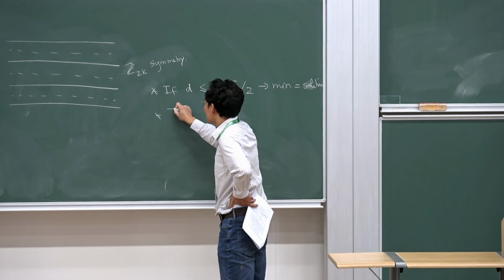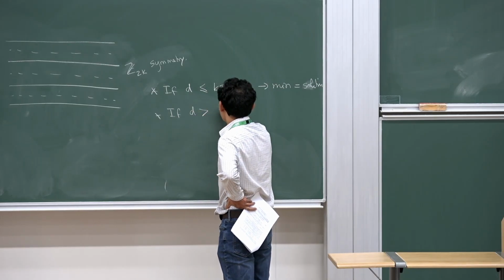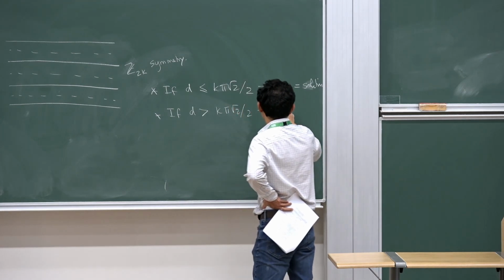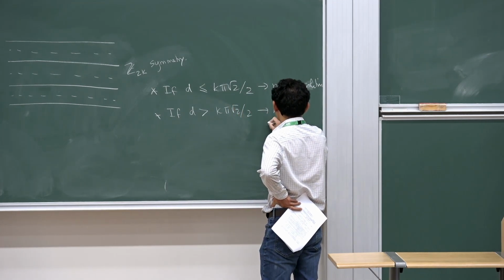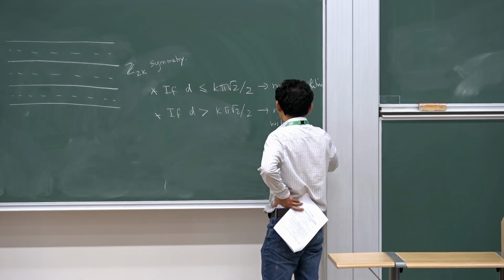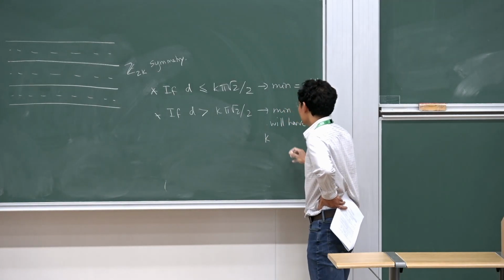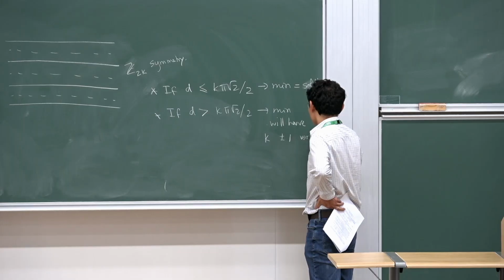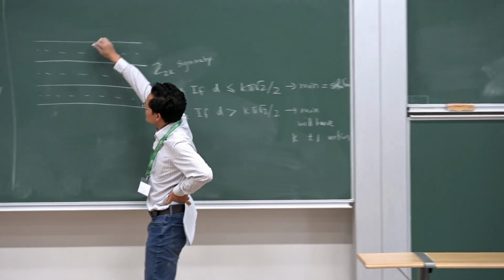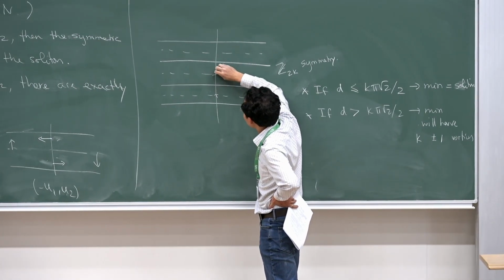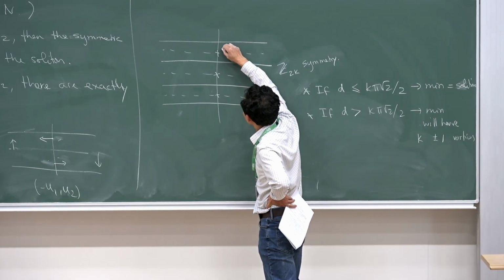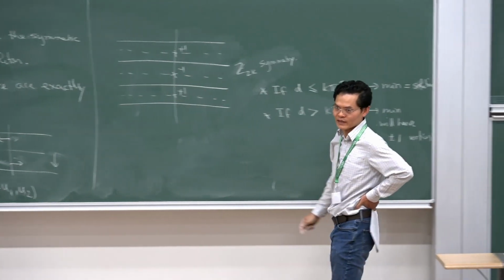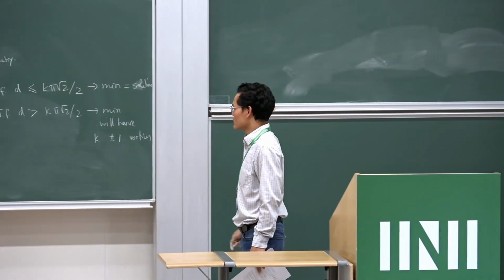And if D is bigger than K pi root 2 over 2, then the minimizer will have K plus or minus 1 vortices. So the vortices will be introduced exactly at this point, and one configuration is plus 1, minus 1, plus 1, like this. So the sign is going to alternate. The total degree is 1.